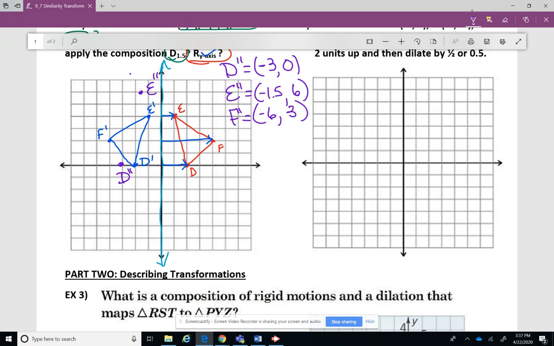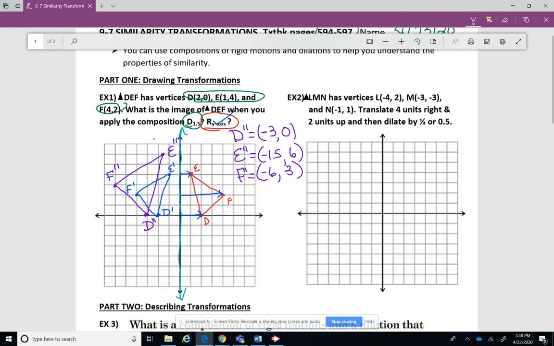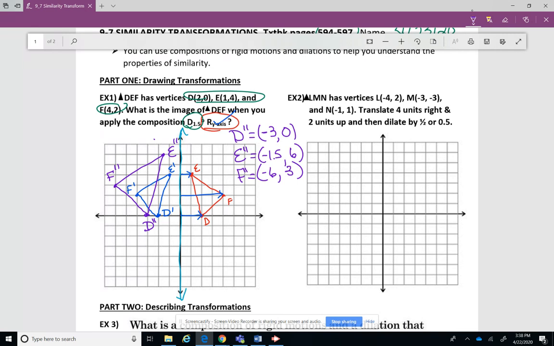All right, and then F double prime is going to be 2, 4, 6, negative 6 to the left, and then up 3, and that's F double prime. And then we're going to connect those, and this is our ending result. This is our resulting figure. This is what you call the image. F double prime, E double prime, D double prime, triangle. Now, they called it triangle DEF, so we can call it triangle D double prime, E double prime, F double prime. All right, so that was problem 1 on page 594.